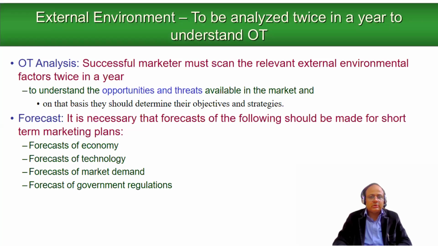So moving on to the external environment, that needs to be analyzed every 6 months or every quarter or twice in a year to understand the opportunities and threats available in the market. So this OT analysis, all the successful marketeers need to scan twice, and then they need to make a forecast as per the environmental scanning: forecast of economy, forecast of technology, forecast of market demand, and forecast of government regulations. And this forecast should be made for short-term marketing plans.